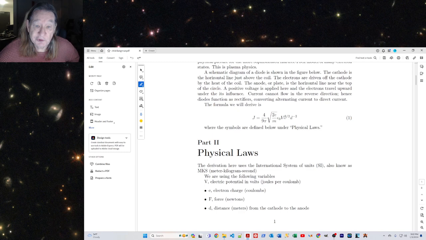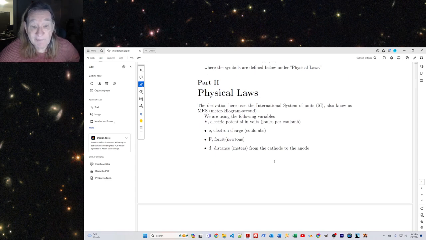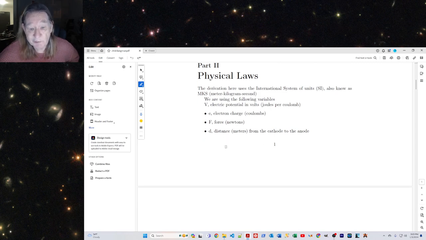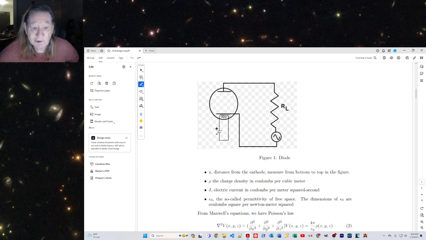Let me introduce the symbols I'm going to use in the derivation. E is the charge on the electron. F is force in newtons. We're using the International System of Units, also known as MKS, or meter kilogram second. D is the distance in meters from the cathode to the anode. X is measured vertically from the cathode to the anode. X equals 0 is right here at the cathode.